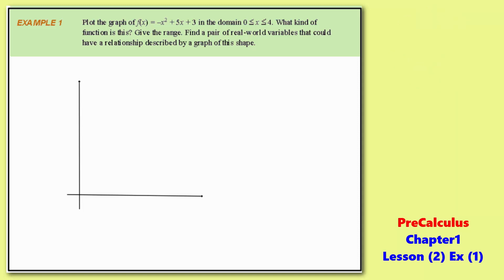In our example 1, plot the graph of f(x) is equal to negative x squared plus 5x plus 3 in the domain x greater than or equal to 0 but less than or equal to 4. That's our domain, so it's a restricted domain also. What kind of function is this? Give the range. Find a pair of real-world variables that could have a relationship described by a graph of this shape. So first, we are going to draw a table.